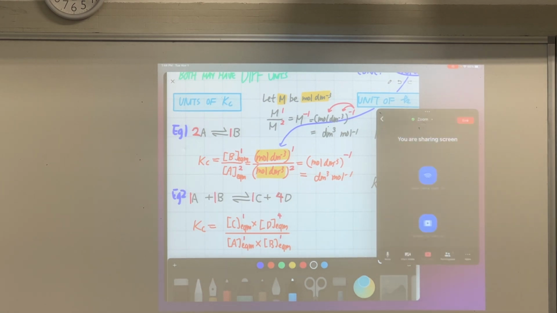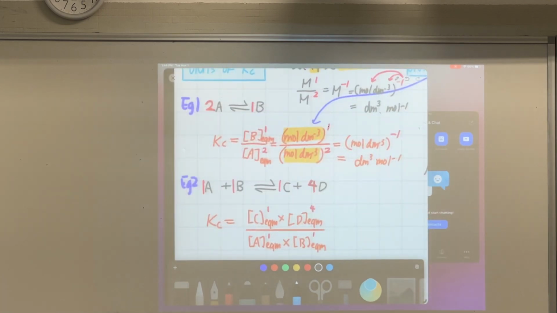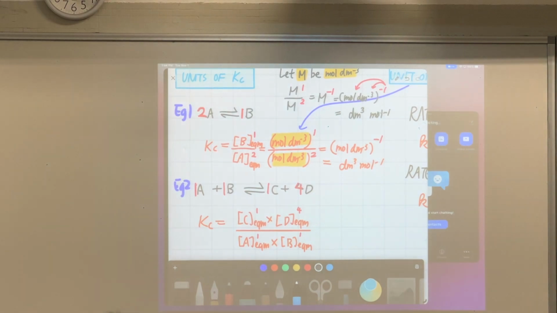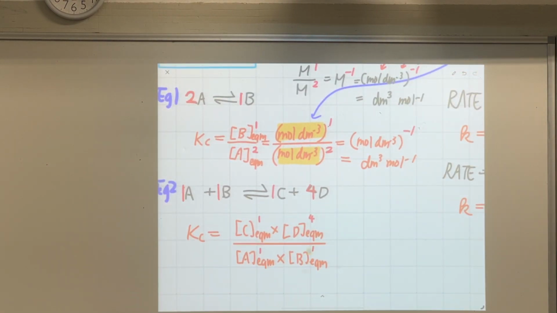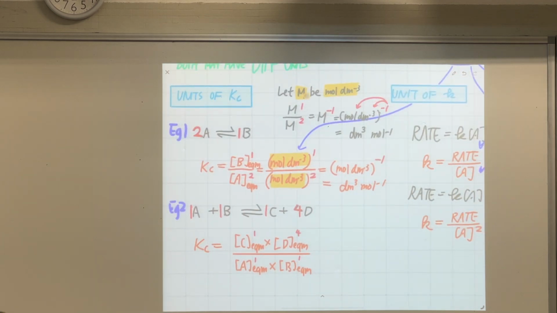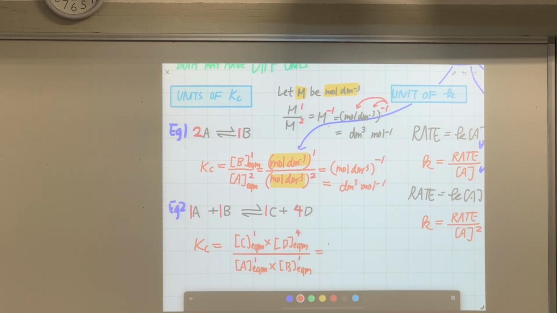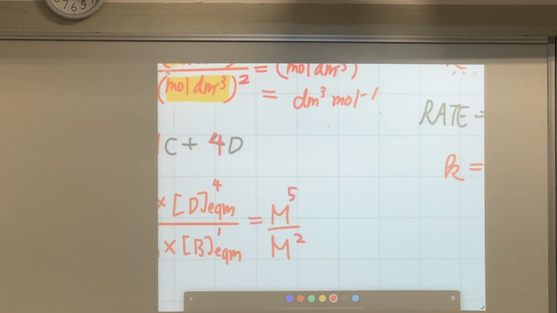Janet, together with the other students, can refer to the video later. Now can you tell me what the unit should be? Let's use the same trick we just used. Let M, molar, be mole per dm cube. How many molar terms are there in total on top? 5, so we write M to the power of 5. And how many at the bottom? 2. Can you simplify it? 3.